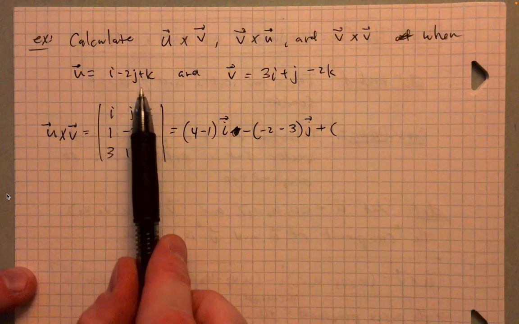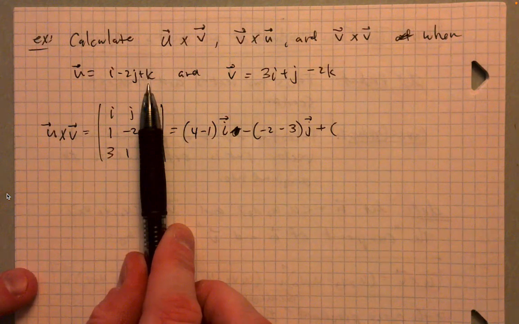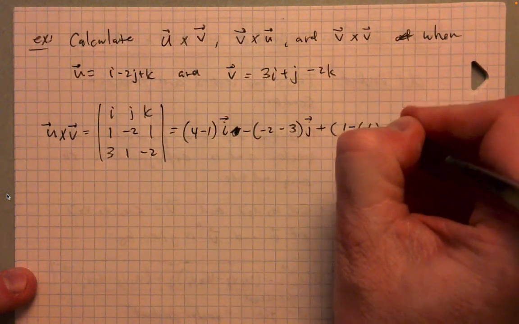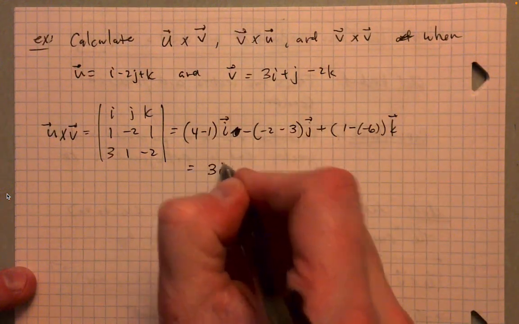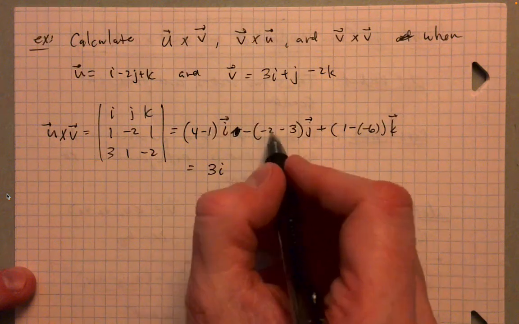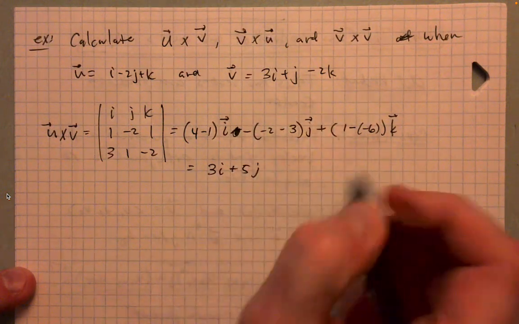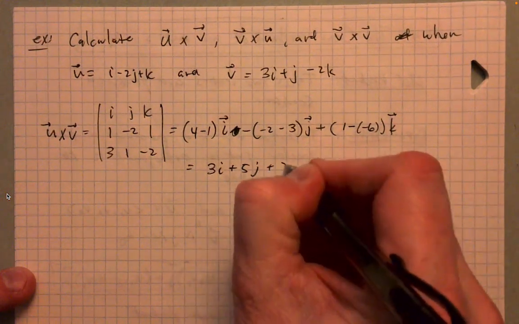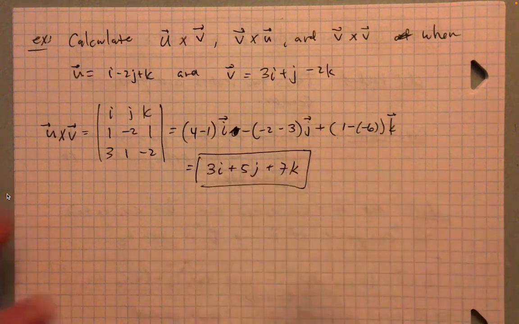And then finally do the same thing with the k, right? So you hide that one. So it's 1 times 1 minus 3 times negative 2. And so that's 1 minus negative 6. Okay, and we can just simplify this. So that'd be 3i plus 5j minus negative 5j, so plus 5j. And then this will be 1 minus negative 6, so plus 7k. Okay, so there's the cross product.